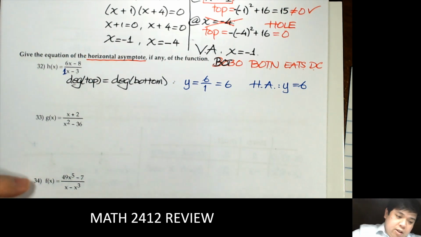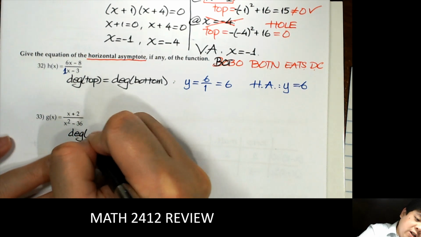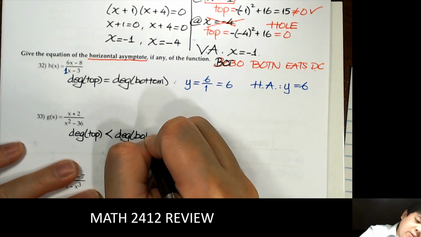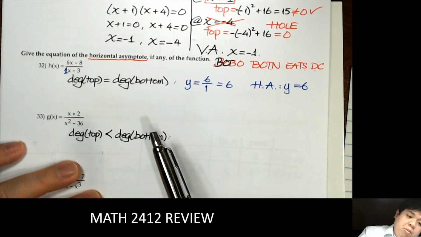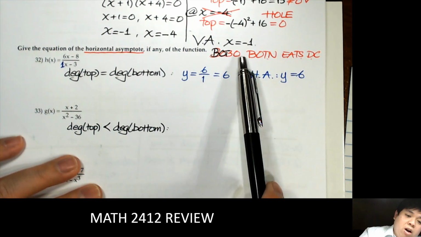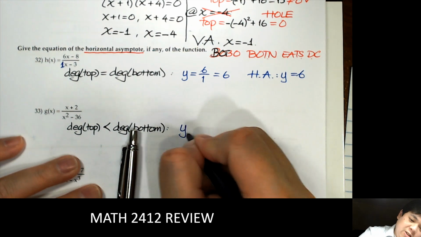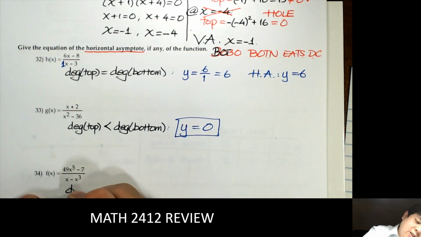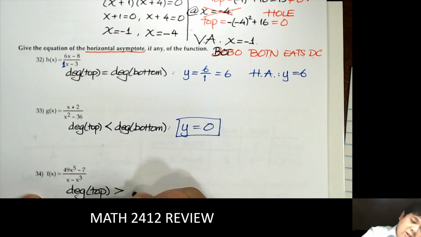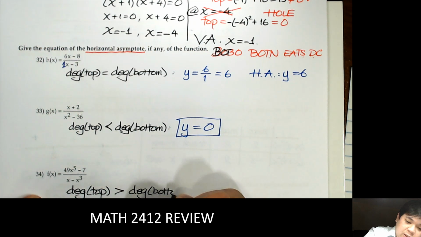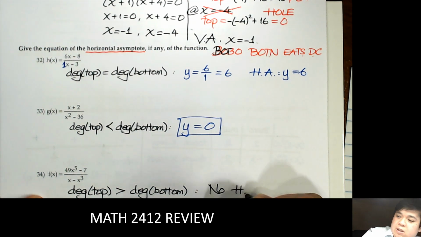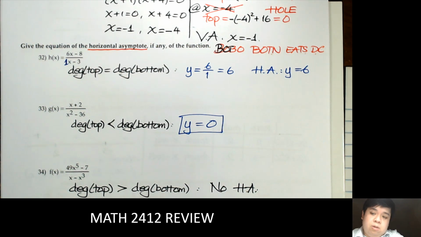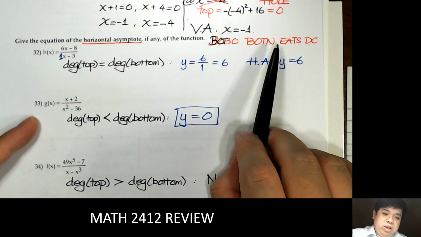Next, on this one, degree on top is 1, which is less than degree at the bottom. Degree at the bottom is bigger, so bigger on the bottom, y equal to 0 is the horizontal asymptote. And finally, bigger on the top, there will be no horizontal asymptote. So just these three scenarios.